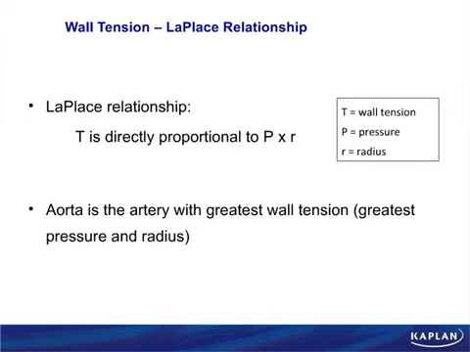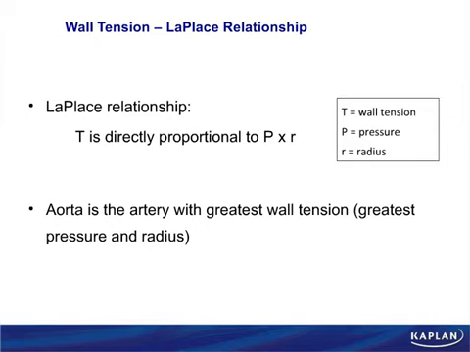Okay, the next concept that we need to think about for cardiovascular physiology and USMLE Step 1 is the idea of wall tension. Wall tension is defined by the law of Laplace. The law of Laplace states that wall tension is directly proportional to the pressure times the radius. So wall tension equals pressure times radius. Now, the aorta is the artery with the greatest wall tension because it has the highest pressure and the biggest radius.